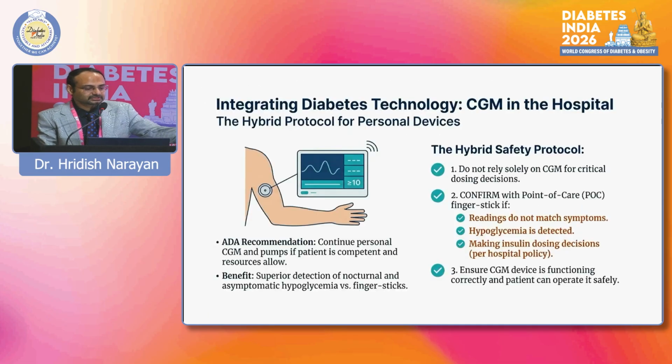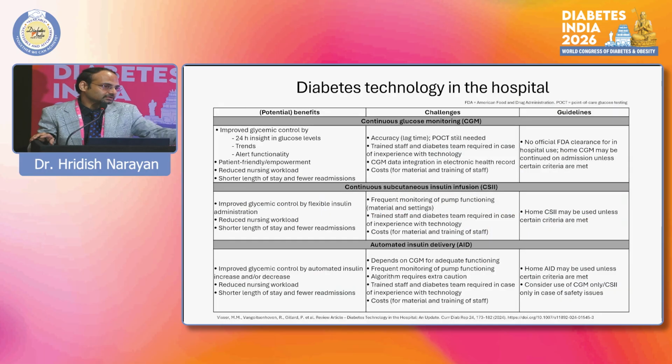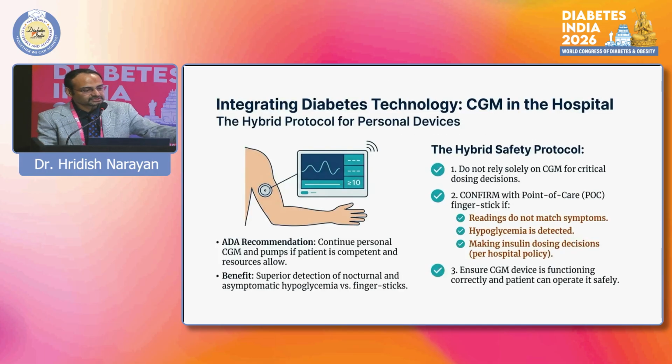And lastly, the last slide is about technology in hospital. This is upcoming in most of the new big hospitals. So many people ask about CGM. So what is the recommendation now? That continue personal CGM and pumps if the patient is competent and resources allow, if your brothers and sisters in the hospital can actually handle those situations. Otherwise, every 30 minutes you are going to get a call.